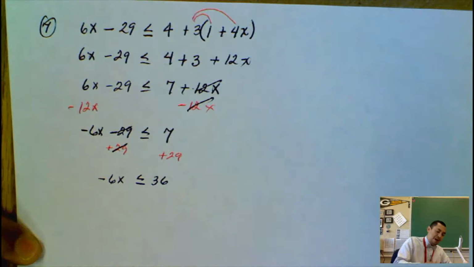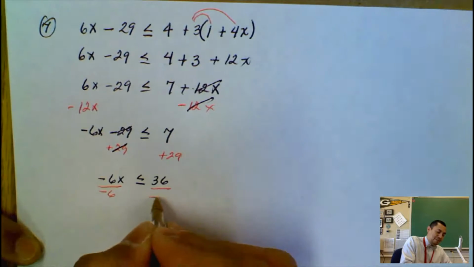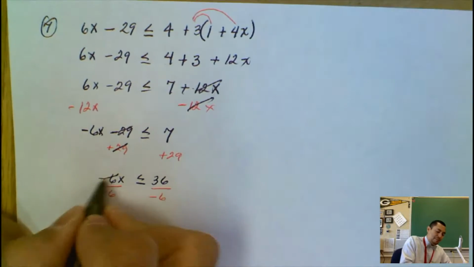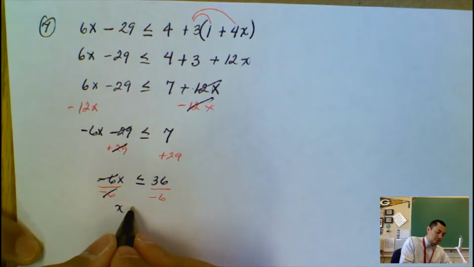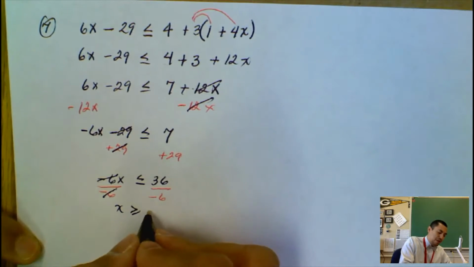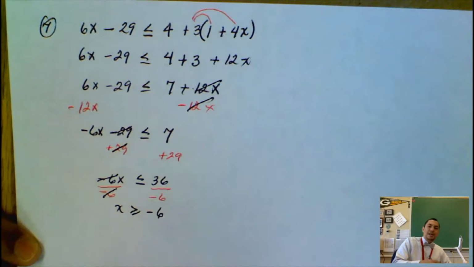And then we divide by negative 6. We are dividing by a negative number. Okay? So what happened to the inequality sign? It flips. So x is greater than or equal to negative 36 divided by 6, which is negative 6. Now you graph.